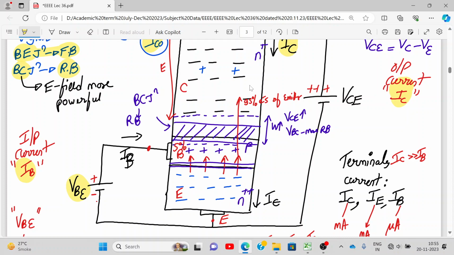So I'll tell you the sequence. First, in the structure, you draw it vertically, starting from emitter, base, collector. Emitter is heavily doped, base is lightly doped, collector is the largest area and moderately doped. Base and emitter have forward bias. Base collector is reverse biased. So here you connect the supply between collector and emitter because it is in the common emitter mode.